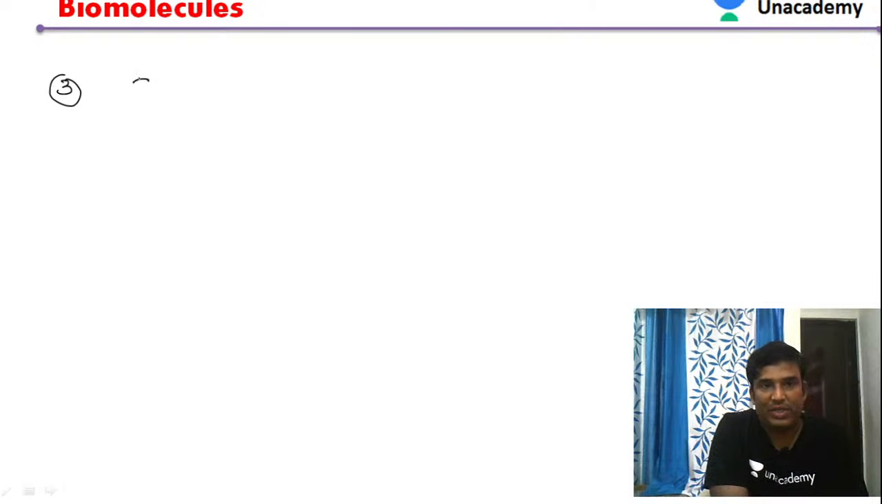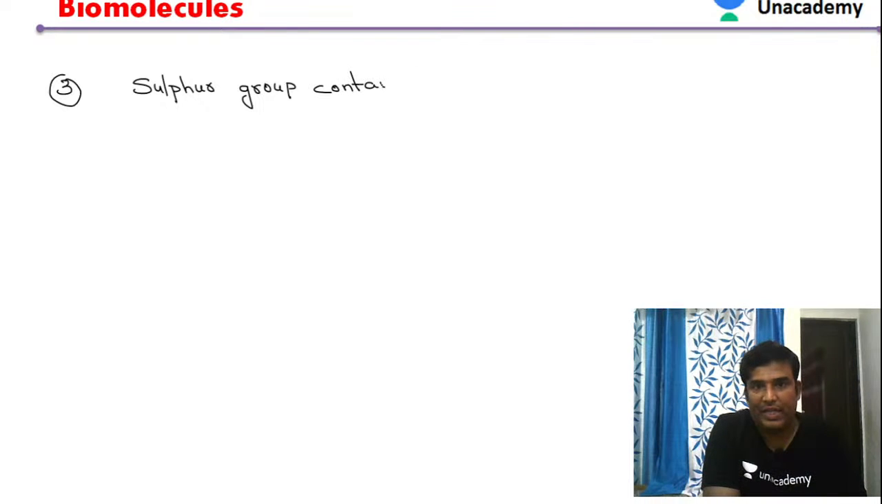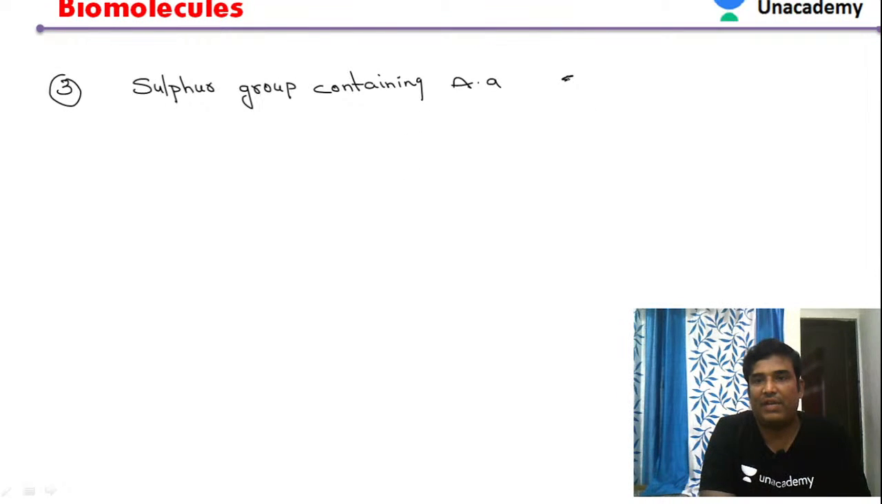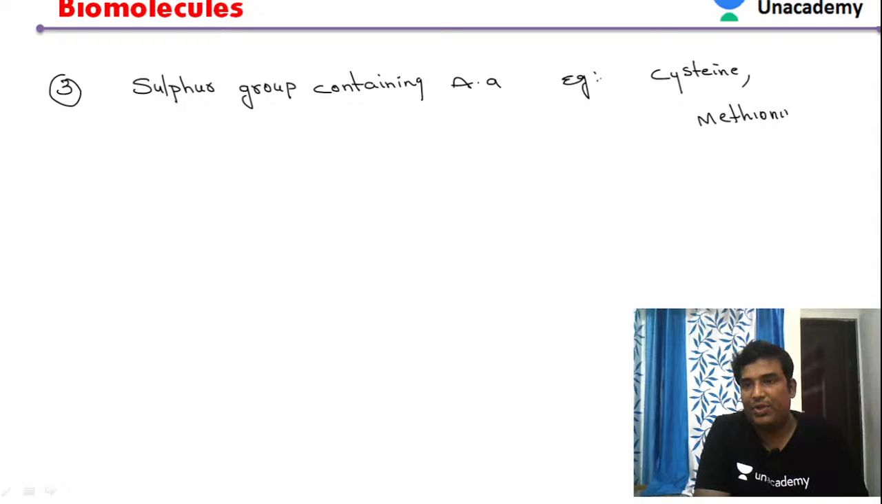Let us see the next one, that is the sulfur group containing amino acids. If you see examples of sulfur group containing amino acids, we have cysteine. Cysteine is a sulfur group containing amino acid. Then similarly we have methionine. So these are the two amino acids which are sulfur group containing amino acids.